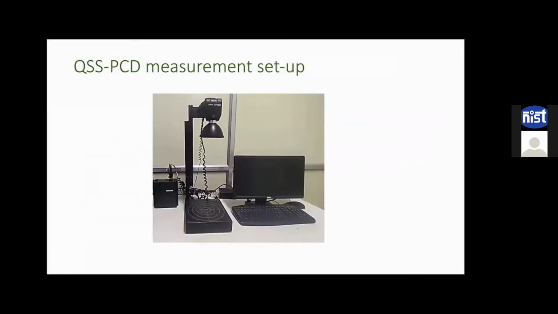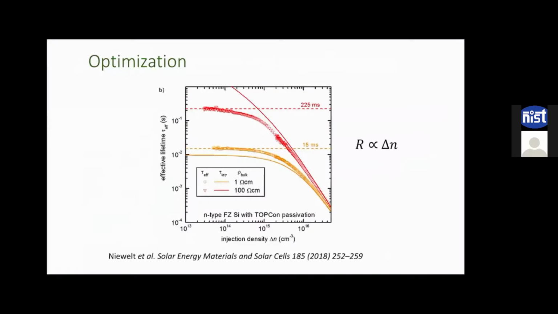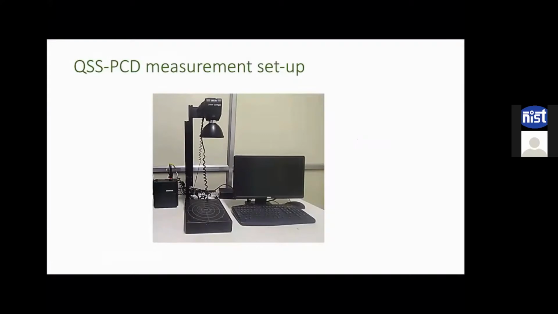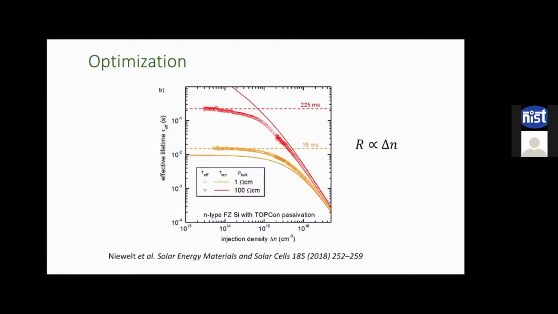Okay, so let's see what is the output of this kind of simple measurement system. From the output of the setup, you have a plot of effective carrier lifetime as a function of the injection density. So the x-axis is injection density. What is this injection density? It is the number of excess carriers generated inside your silicon wafer. And obviously it depends on the number of photons that are incident on it.